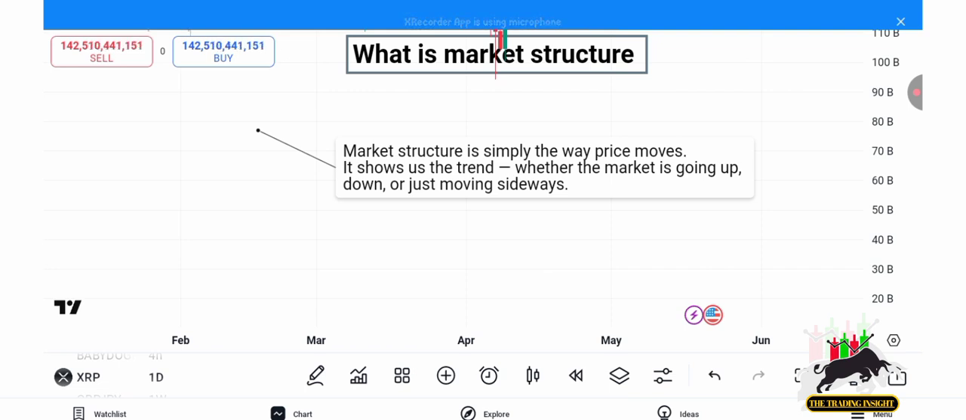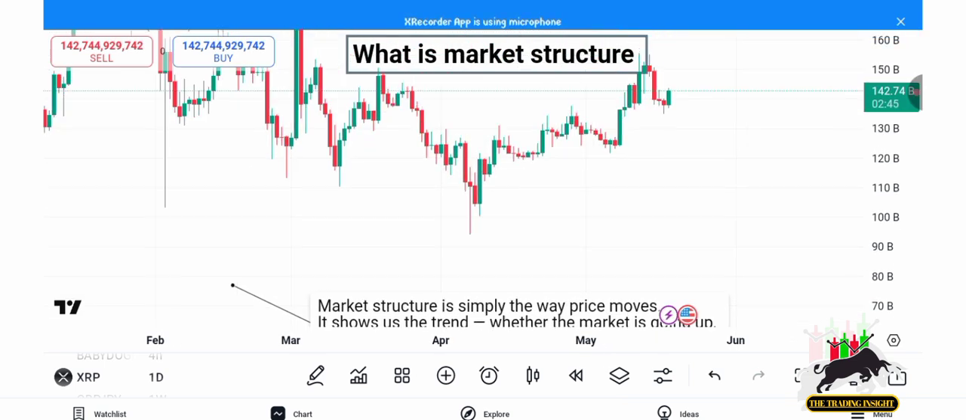So what is market structure? Market structure is simply the movement of price, the way price moves, whether it moves in an uptrend, a downtrend, or a sideways trend. I'll show you guys how it works on the chart here. I don't want to take you guys too long. A lot of people already know what market structure is, but I just want to simplify it so that even newbies here can understand what it is. So let's head back up.